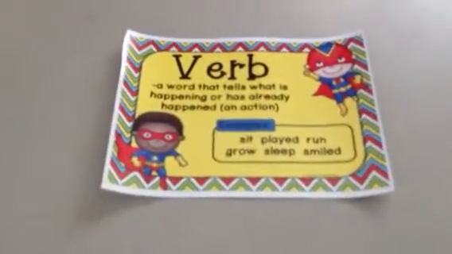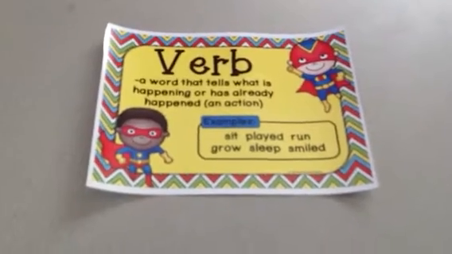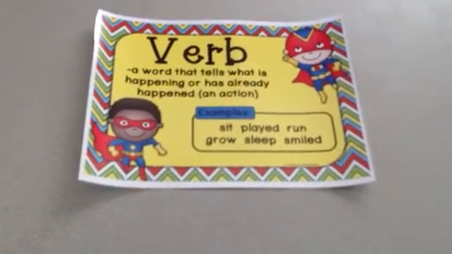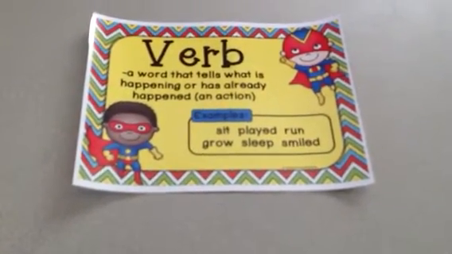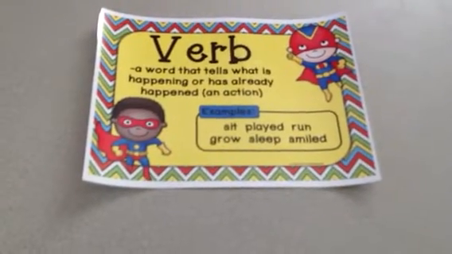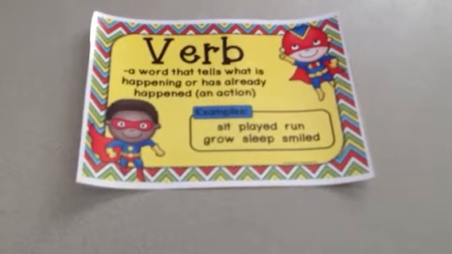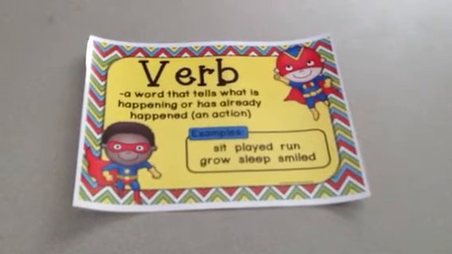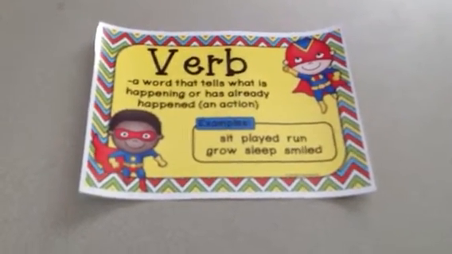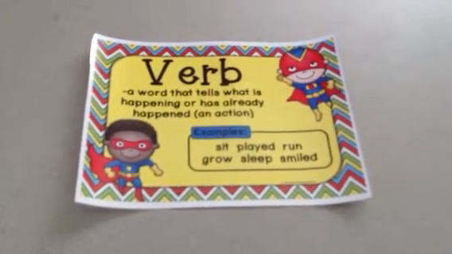Now let's move our focus onto something new, and it's probably a review from second grade. We're going to learn about verbs. And a verb's a word that tells what's happening or has already happened. It's the action. Some examples would be sit, played, run, grow, sleep, or smile. And verbs can be plain or they can be really exciting.